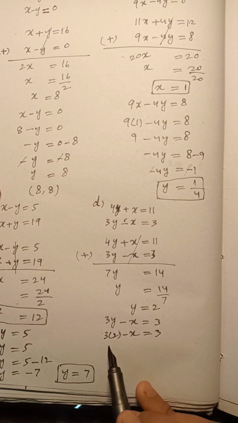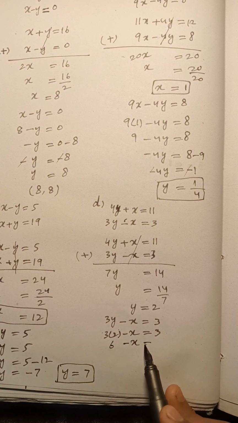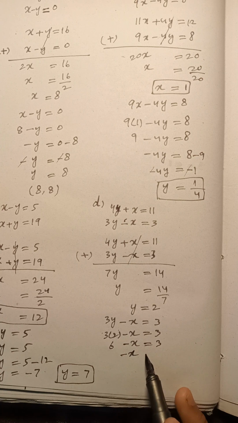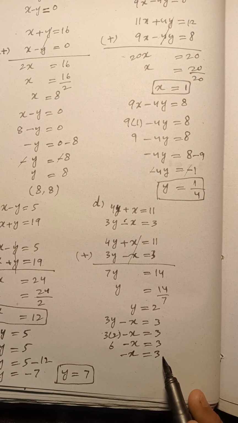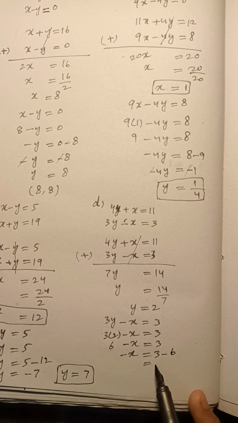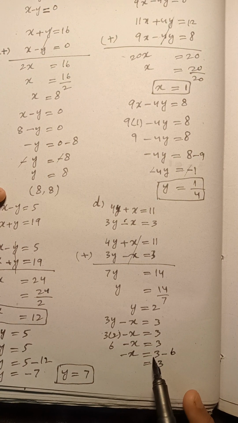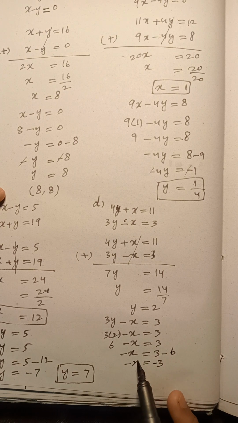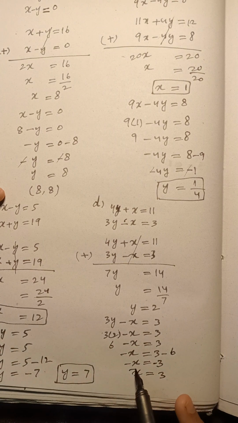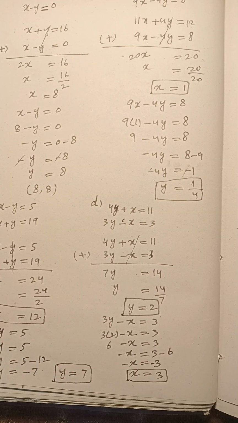Now you can multiply this. 3 2s are 6. Minus x is equal to 3. Minus x will remain on the same side, and plus 6 will be carried to other side, it will become minus 6. And when minus 6 is subtracted by 3, answer is minus 3, because bigger term is of minus, and due to opposite sign I subtracted. This minus and this minus can be cancelled, so x is equal to 3. So we have found the value of x as well. See here, y is equal to 2 and x is equal to 3.